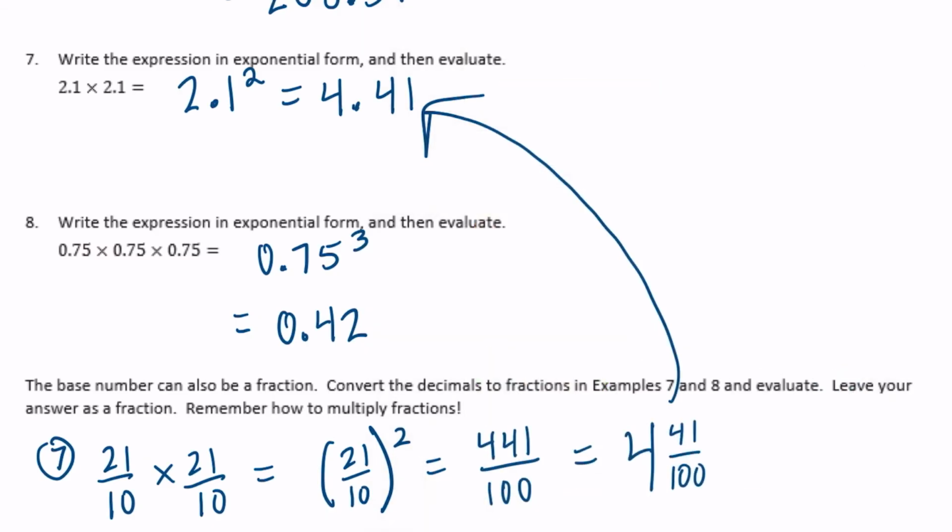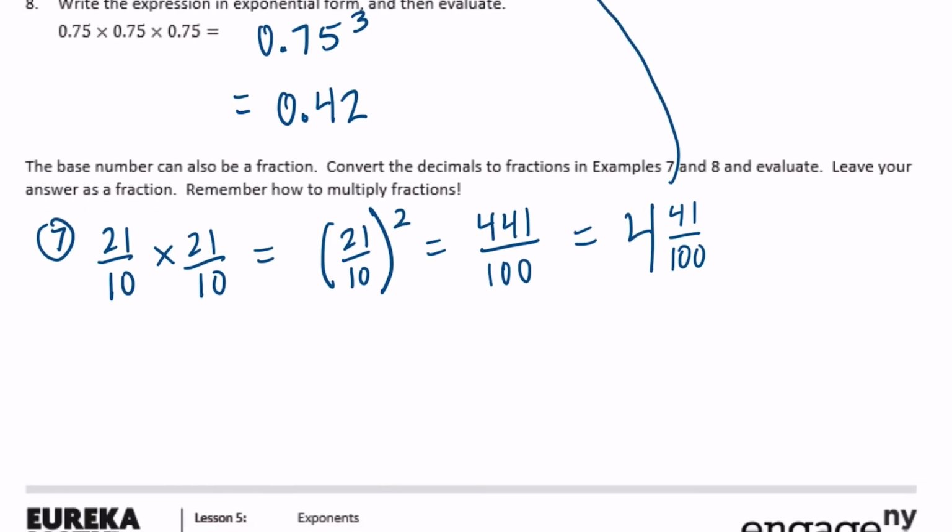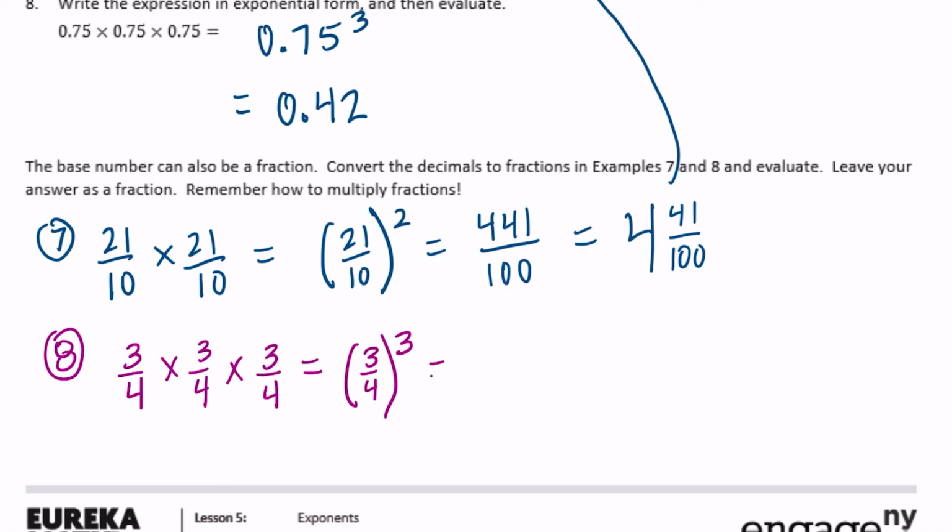So then let's do number 8. We have 75 hundredths. I'm going to make that 3 fourths just to simplify it. So we have 3 fourths times 3 fourths times 3 fourths, which would be equal to 3 fourths to the third power. 3 times 3 is 9. 9 times 3 is 27. And 4 times 4 is 16. And 16 times 4 is 64. So we get 27 64ths.